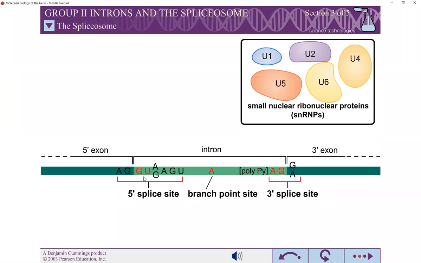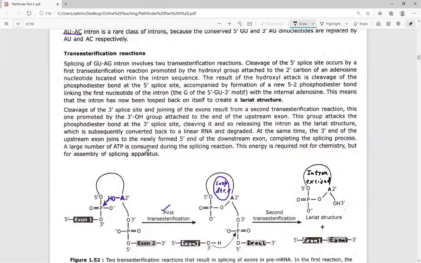So this is the 5' splice site. This is the 3' splice site that is present. Now this process will be mediated by all these different types of proteins. The same diagram is also represented in your Pathfinder. Please do have a look. This has all been discussed, telling you how the lariat-like structure is produced.